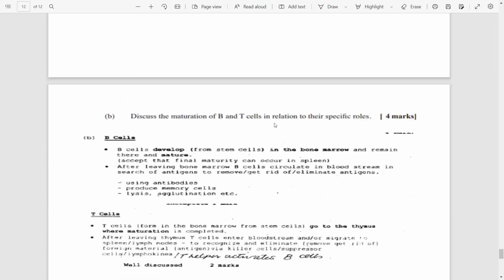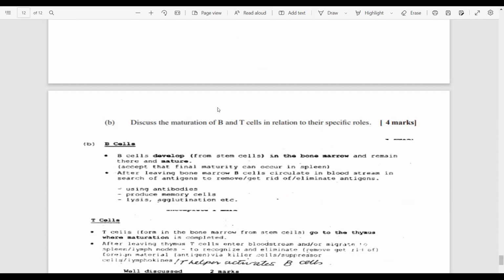Discuss the maturation of B and T cells in relation to their specific roles. So B cells develop from stem cells in the bone marrow and they remain in the bone marrow and mature there. Or sometimes they can say that they do mature in the spleen as well. But after leaving the bone marrow, B cells circulate in the bloodstream in search of antigens to get rid of. They make antibodies and memory cells, and then the antibodies can destroy the pathogen.